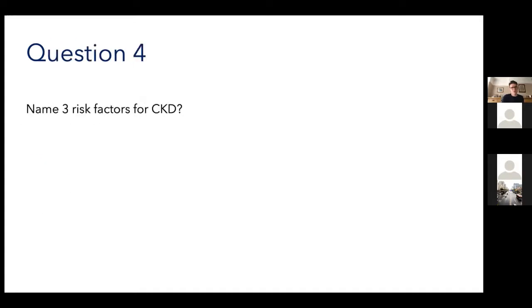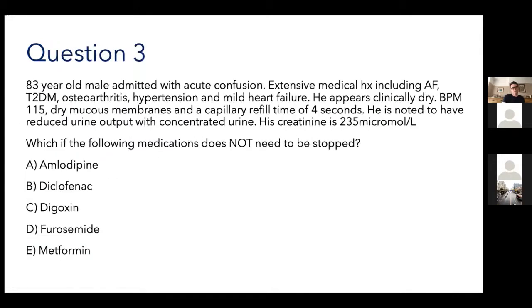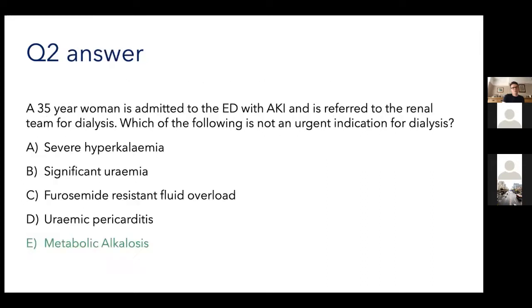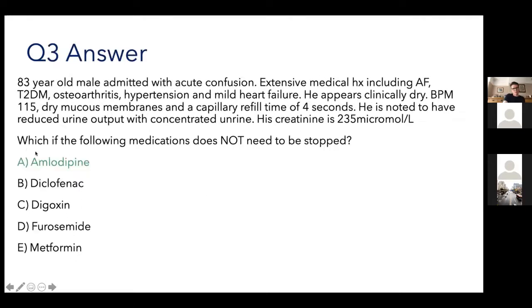Question 4, can you name 3 risk factors of CKD? Oh, did I skip question 2? Let's have a look. Sorry, skip question 3. I did skip question 2, I'm sorry. So on this one, what's not an urgent indication for dialysis? People were right, it was E. Sorry, I've jumped ahead. Okay, so we've spoken through this one, so this was amlodipine.